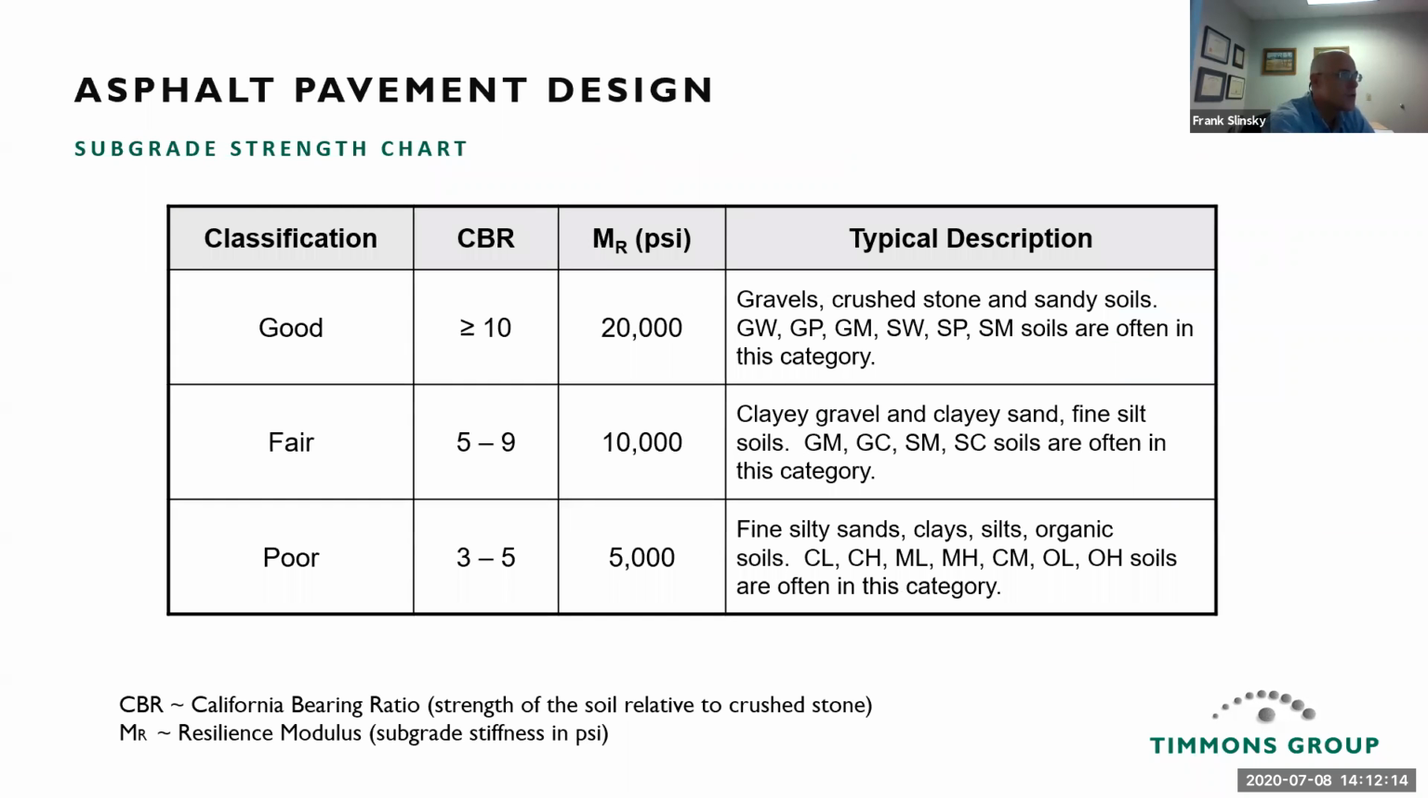This is a subgrade strength chart. Along the top, we're showing a CBR of greater than 10, which is classified as good. The typical description of those materials are gravels, crushed stone, and sandy soils. A CBR of 3 to 5 is considered poor, and those materials include fine silty sands, clays, silts, and organic soils.